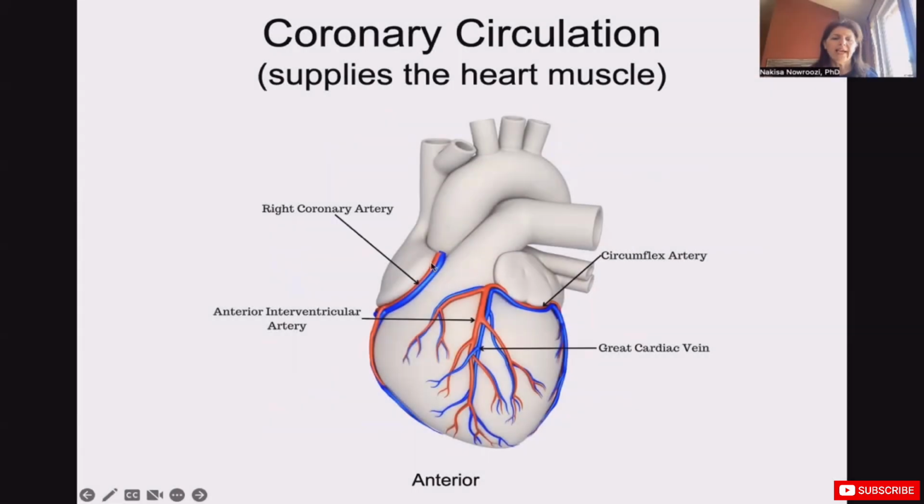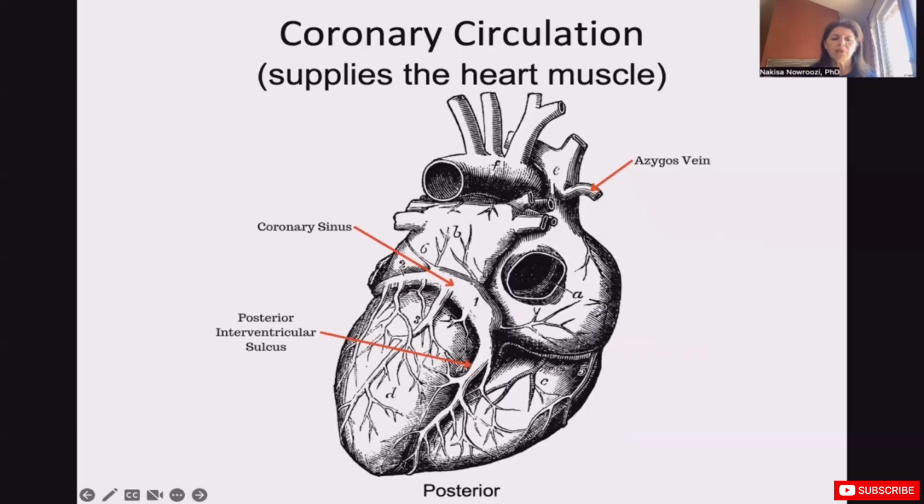Here we're looking at the right coronary artery. These are the arteries and veins that supply the heart muscle themselves. So we have right coronary arteries, left coronary arteries, which we see very little of, and then it will be branching into circumflex artery and anterior interventricular artery. Here on the anterior view of the heart, we also see great cardiac vein.